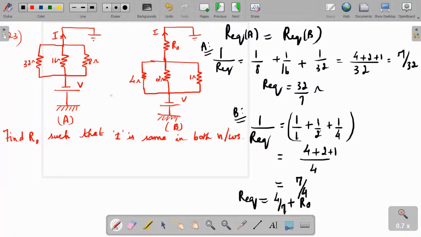So we know now R equivalent in A should be equal to R equivalent in B. So meaning is 32 by 7 should be equal to 4 by 7 plus R0. So from this, what is R0? R0 is equal to 28 by 7, which is equal to 4 ohm. So right answer is 4 ohm.